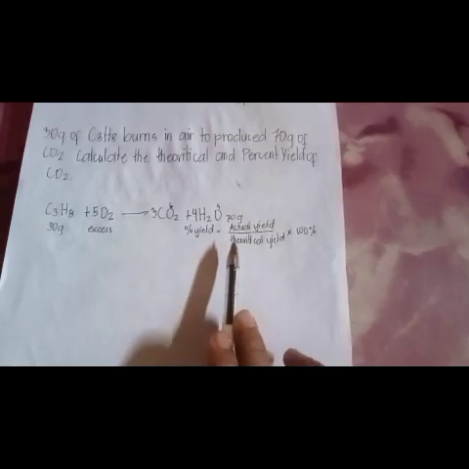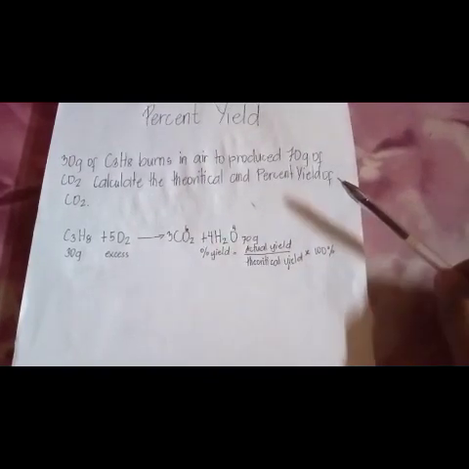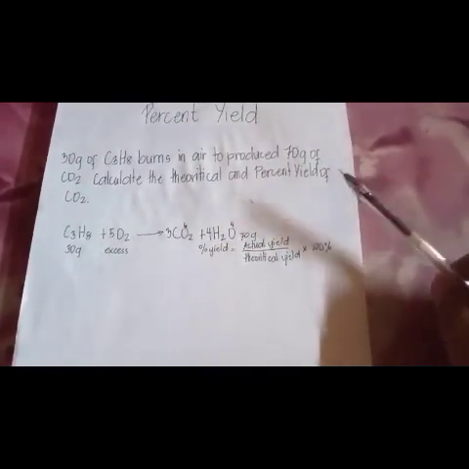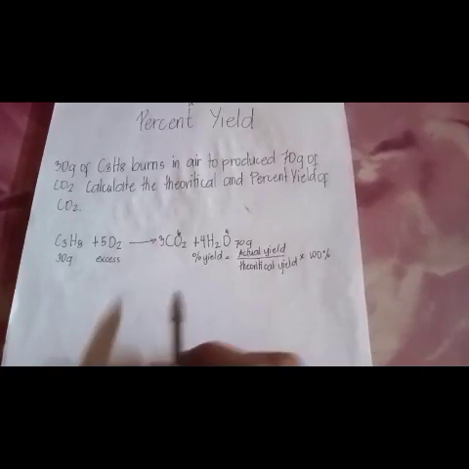Now the equation for percent yield is the actual yield divided by the theoretical yield times 100%. You need to know the difference between the actual and theoretical yield. The theoretical yield is what you can calculate. It is the maximum amount of product that you can get. If your reaction is 100% efficient, the amount that you can get is the theoretical yield. The actual amount that you get in the reaction is your actual yield.